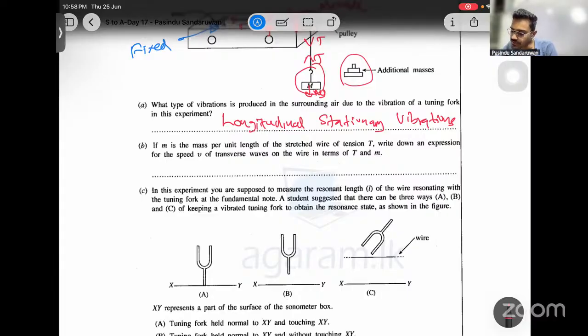If m is the mass per unit length of the stretched wire of tension T, write down an expression for the speed v of transverse waves using T and m. Our standard equation, the most popular equation: v equals root T over m.